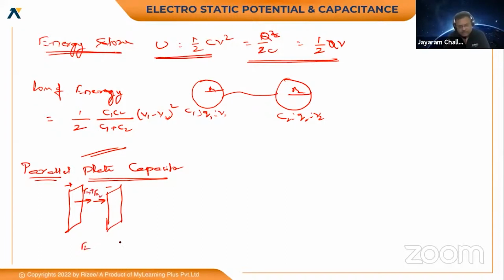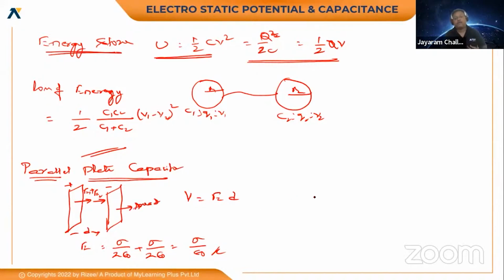So the resultant E is equal to sigma by 2 epsilon naught because of the positive plate, plus sigma by 2 epsilon naught because of the negative plate. Finally, it is sigma by epsilon naught. From this, the potential V is equal to E into D, where D is the distance between the plates and A is the area.